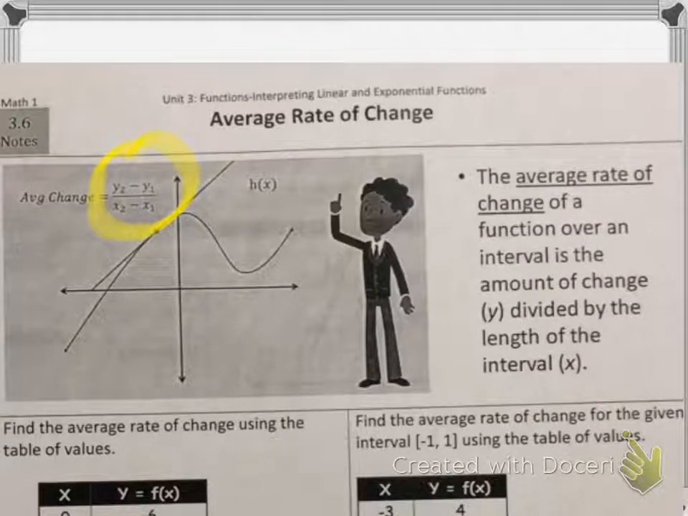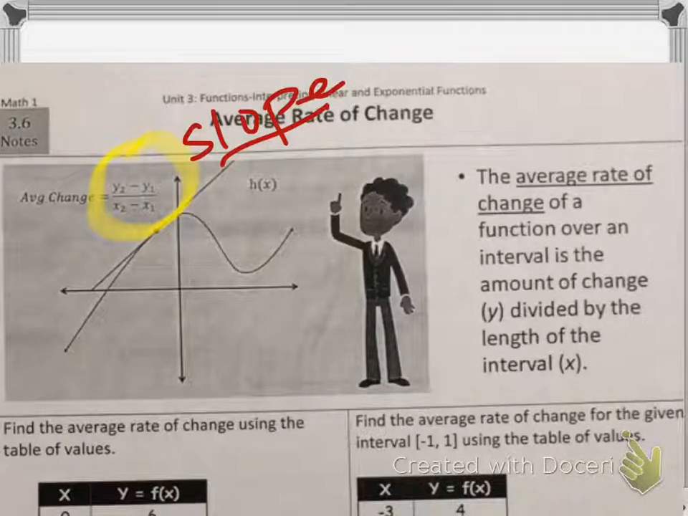When you look at that, y2 minus y1 over x2 minus x1, that's really just your slope formula. So we're going to call it our average rate of change. We're going to use our slope formula to do that. The reason it's called average rate of change now is because we're going to be finding the average rate of change over a curve.